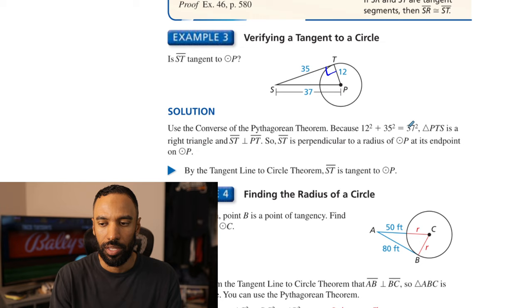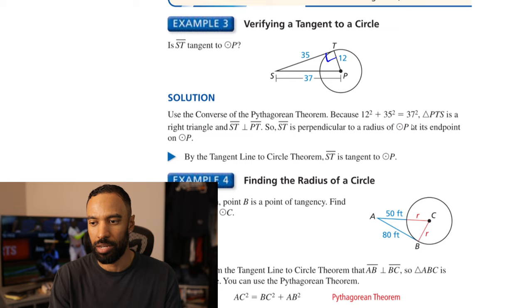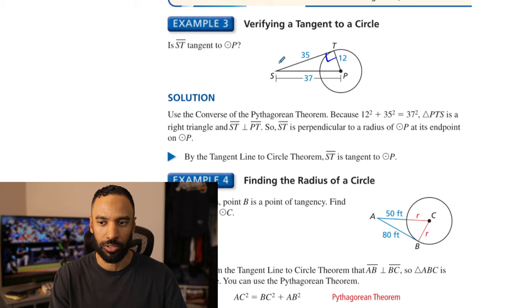Let's see. It does. They say that it does. I don't know the math for it. But they said because it does, it's a right triangle. And if it's a right triangle, this makes a right angle. Therefore, being perpendicular to this, that means that this is tangent. It's a tangent to circle P indeed. Yes.